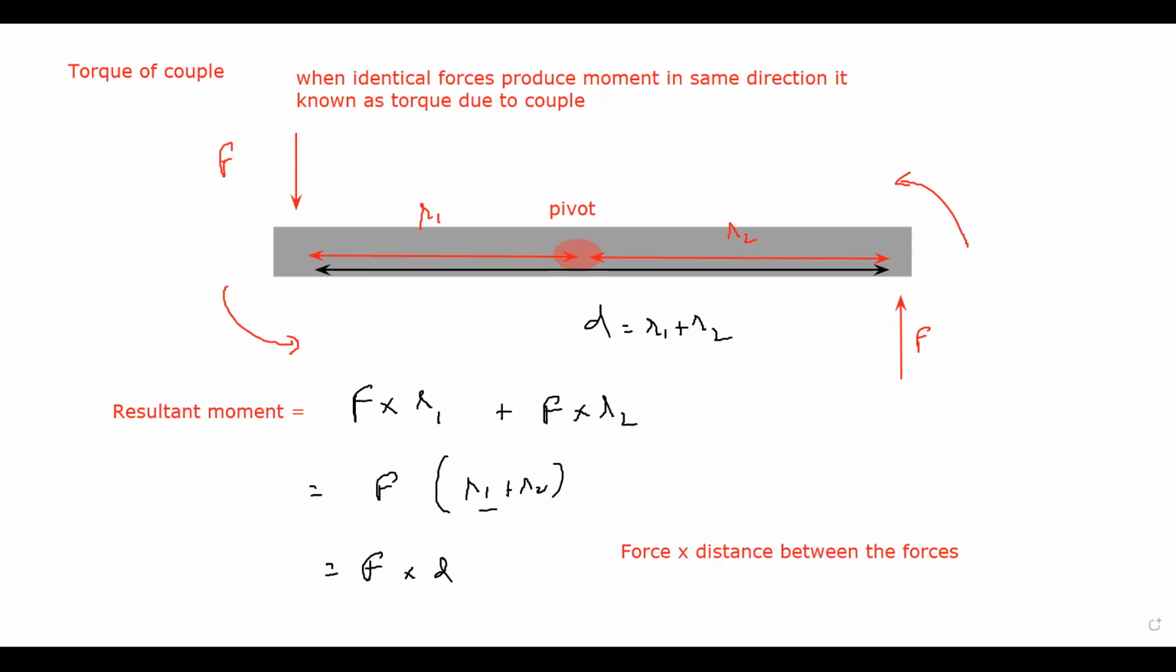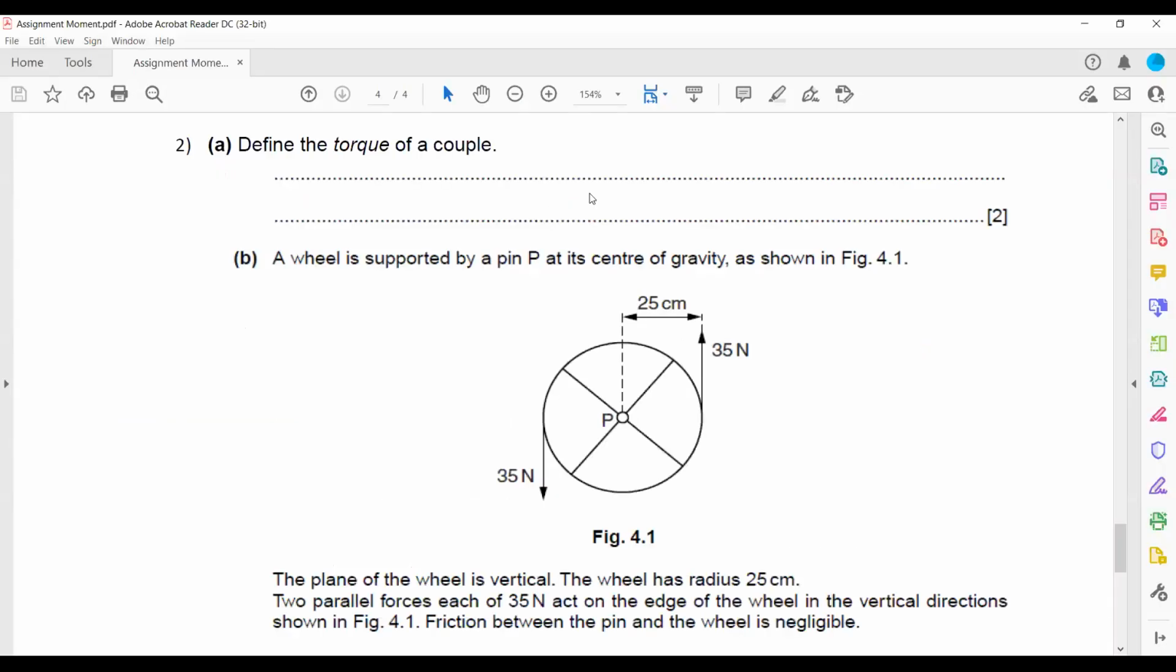Is it clear? So that is the concept of the torque due to a couple. Basically, identical forces causing a moment in the same direction refers to a torque due to a couple, or moment due to a couple. In the first question they asked to define the torque of a couple, and it's 2 marks. So how do you explain the torque of a couple? The torque of a couple is the force multiplied by the perpendicular distance between the two forces.